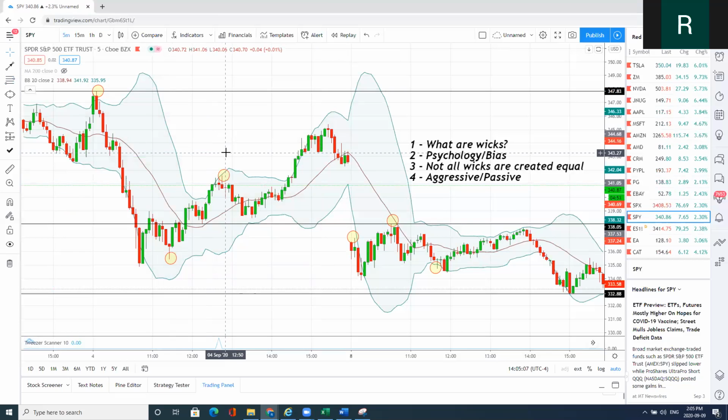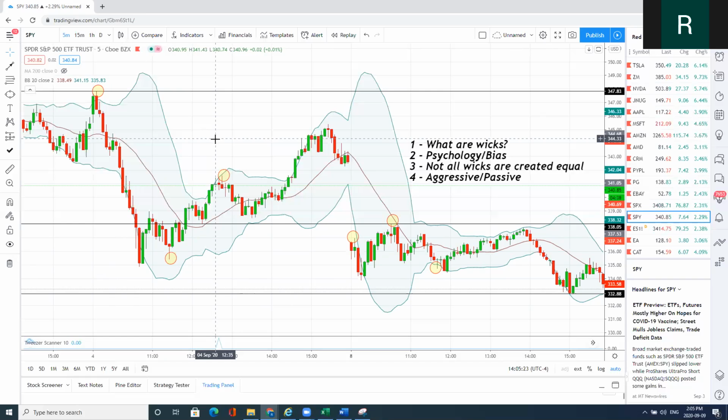So how do you actually trade them? There are two ways to trade wicks. I'm going to start off with the very beginner approach, and then the next item I'm going to show you is a little bit of a secret. It's an advanced style that is very high risk, high reward.